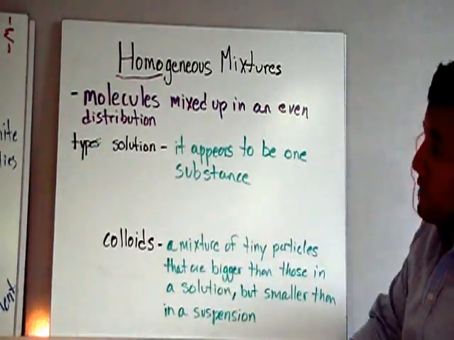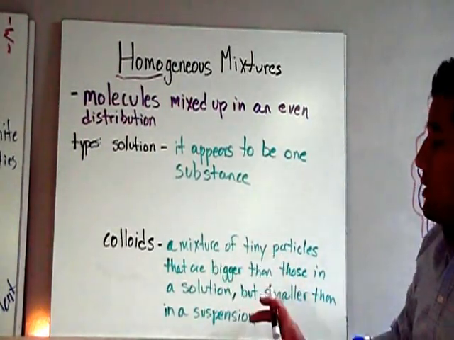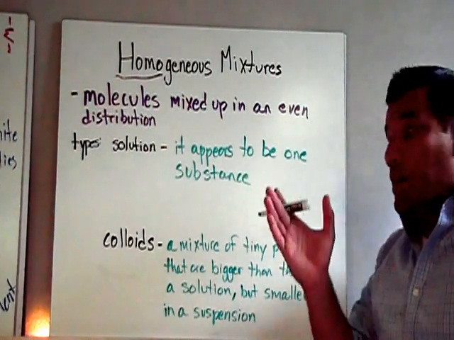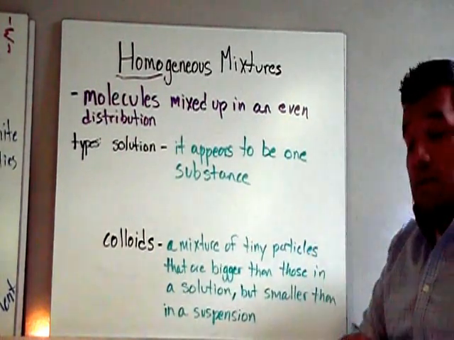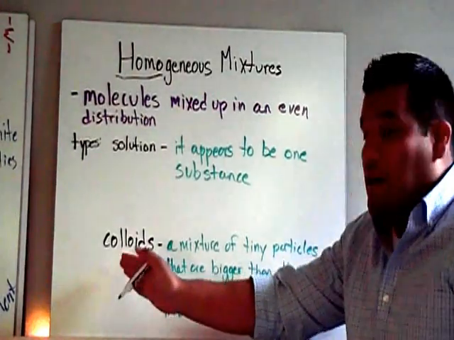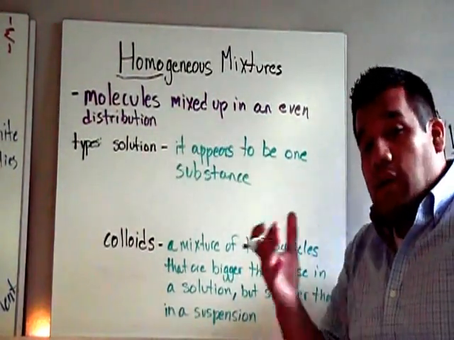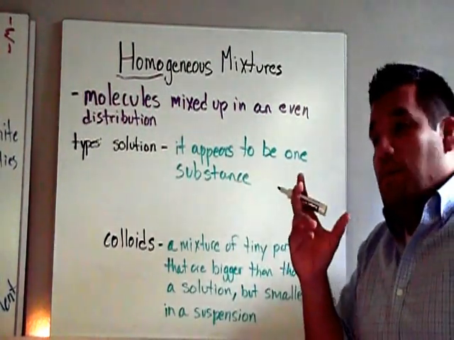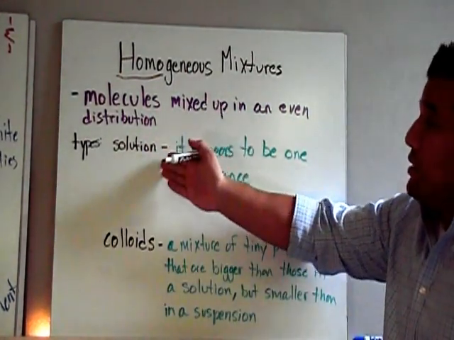Colloids. It's a different type of homogeneous mixture. It's a mixture of tiny particles that are bigger than those in a solution, but smaller than in a suspension. A suspension, we'll talk about in the next board. A suspension is a heterogeneous mixture, but these are homogeneous mixtures. So basically, a colloid is an in-between. It's a homogeneous mixture because it still all looks like one thing, but it doesn't quite distribute as evenly as a solution.